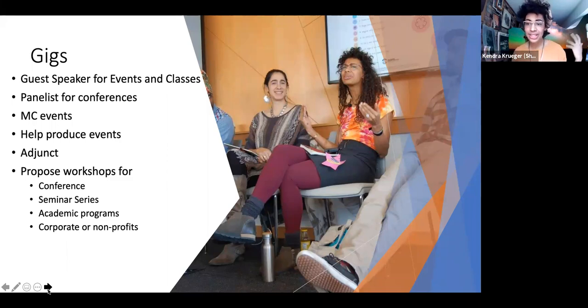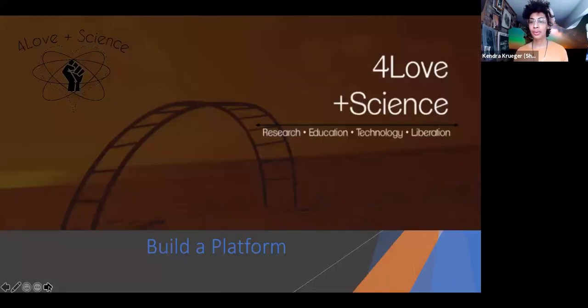You can also adjunct. I highly recommend teaching, even if you're working as a scientist in industry. You can still do part-time education as an adjunct, working in a university and teaching classes on specific topics. And you can start to propose and pitch these workshops for conferences, seminars, academic programs, corporate, and nonprofit. What else do I have in here?